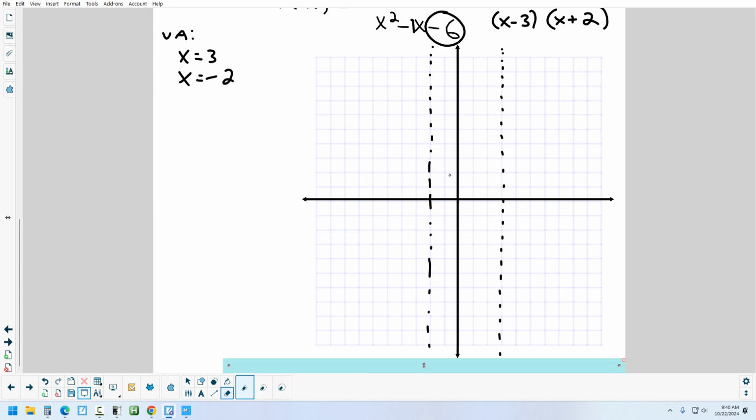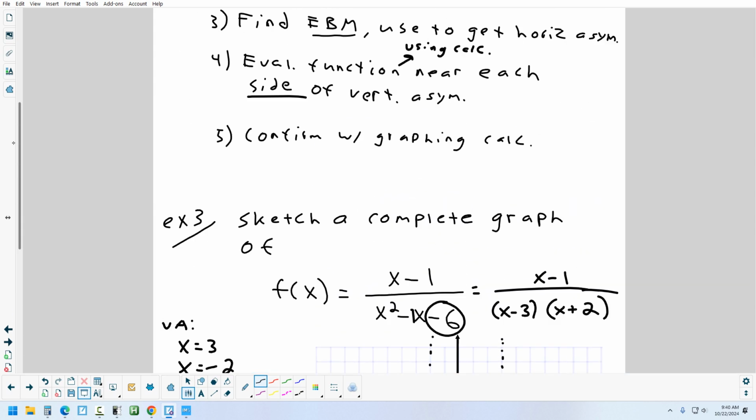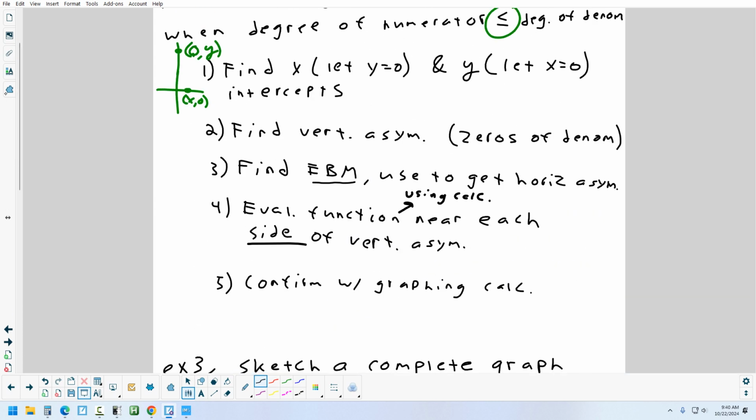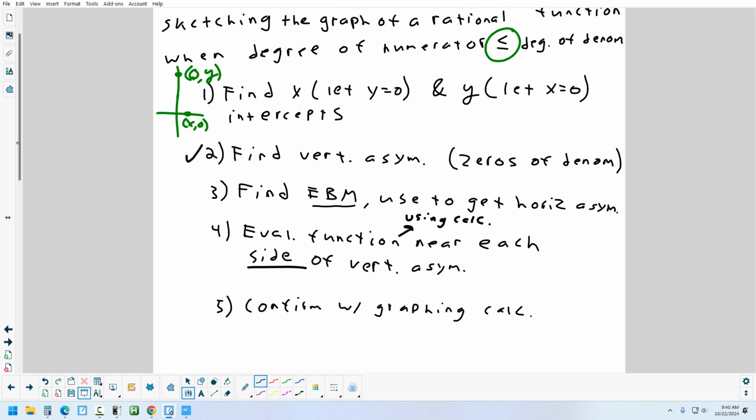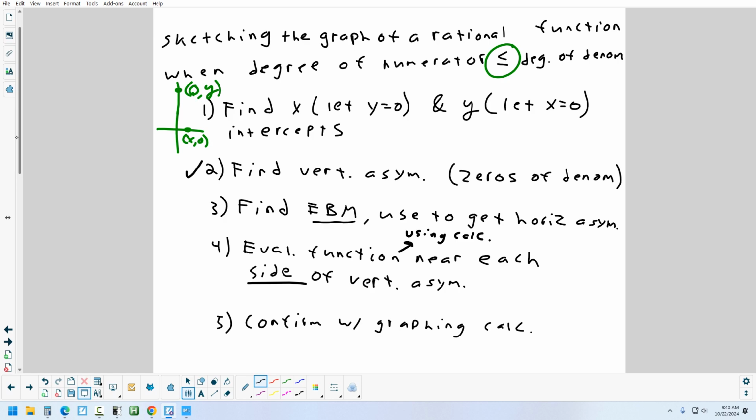So dotted lines, that's how we represent asymptotes. Okay, so we've got the vertical asymptotes. That's good. Let's try finding an intercept. Okay, let's do the y-intercept first. So the y-intercept is when you plug in 0 for x.